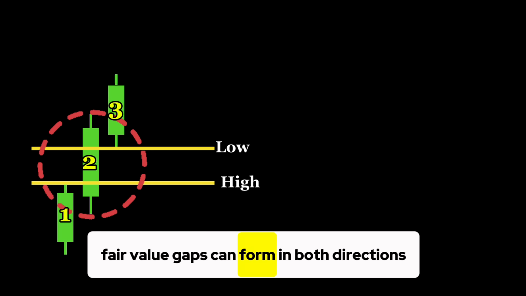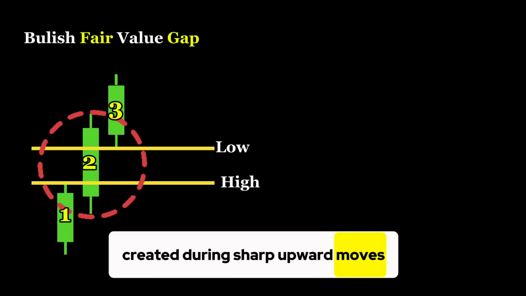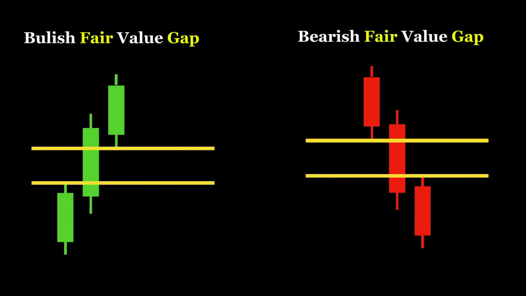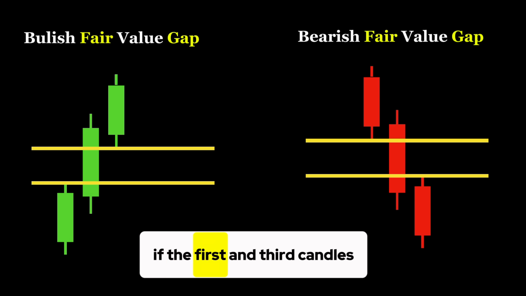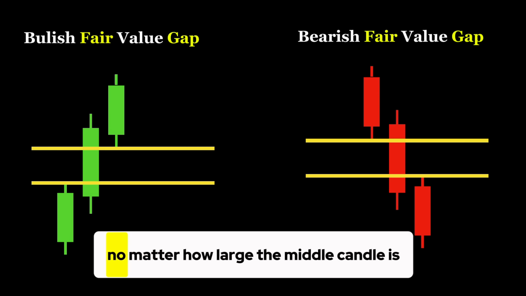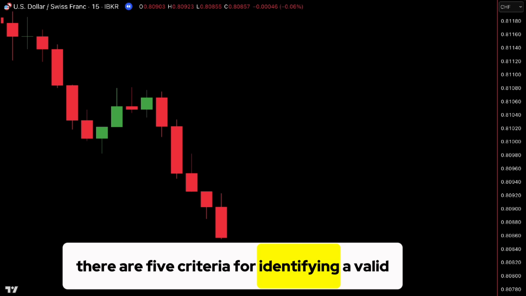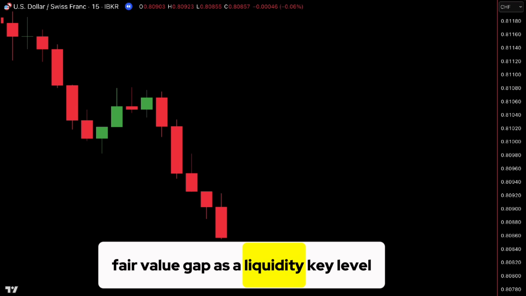Fair value gaps can form in both directions. Bullish fair value gap, created during sharp upward moves. Bearish fair value gap, forms during strong drops. If the first and third candles overlap with the middle candle, there's no valid fair value gap, no matter how large the middle candle is. There are 5 criteria for identifying a valid fair value gap as a liquidity key level.